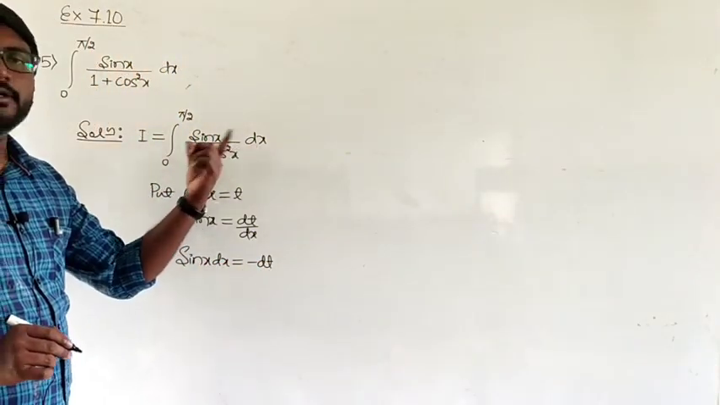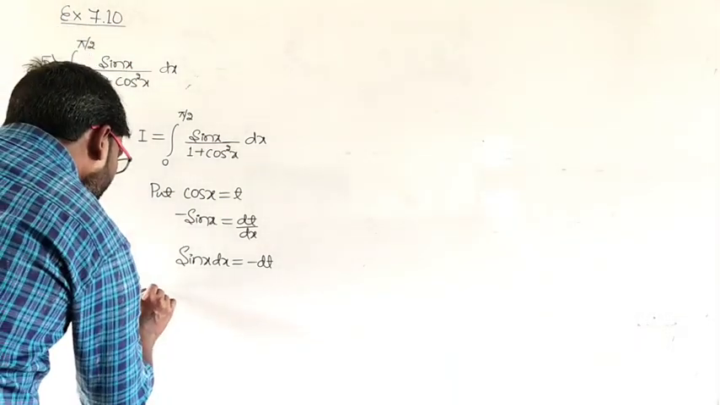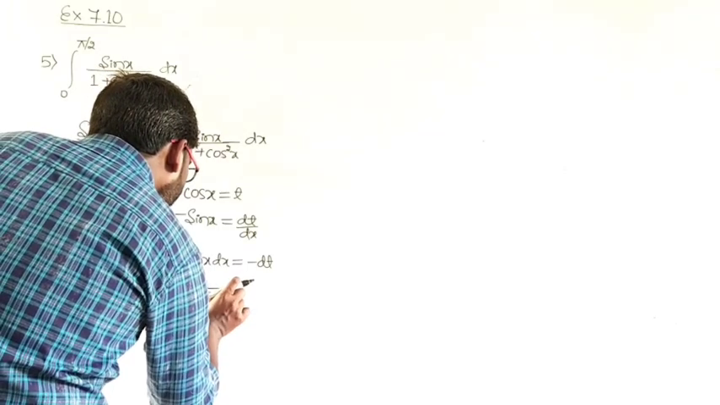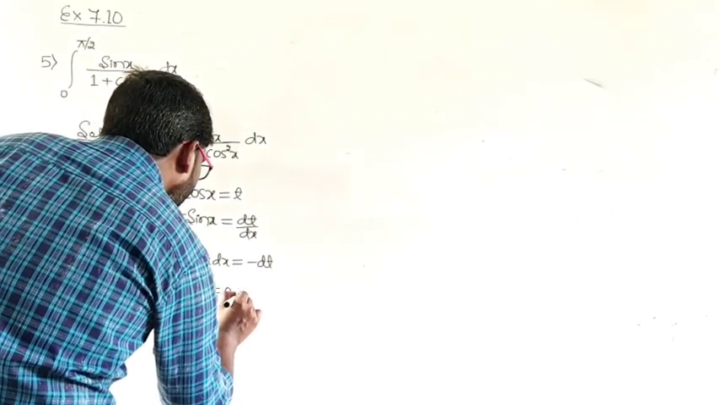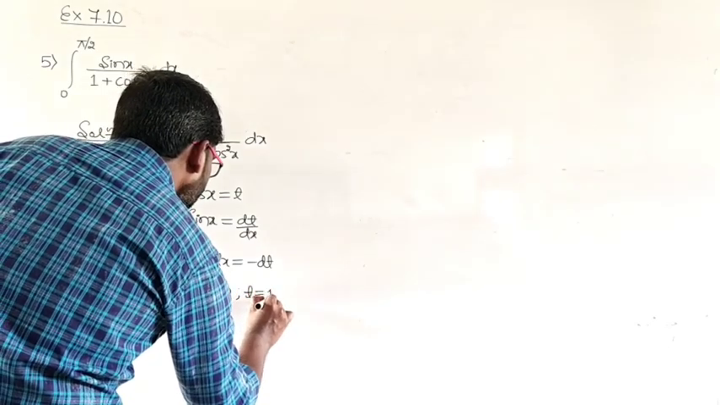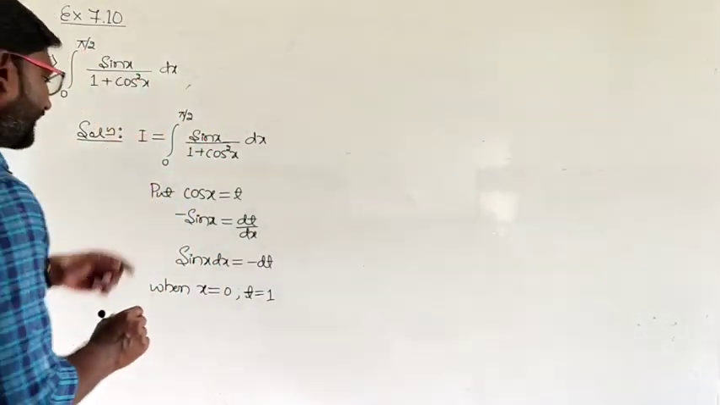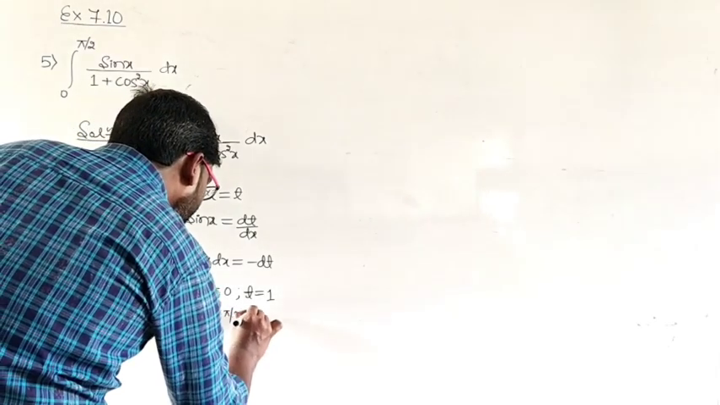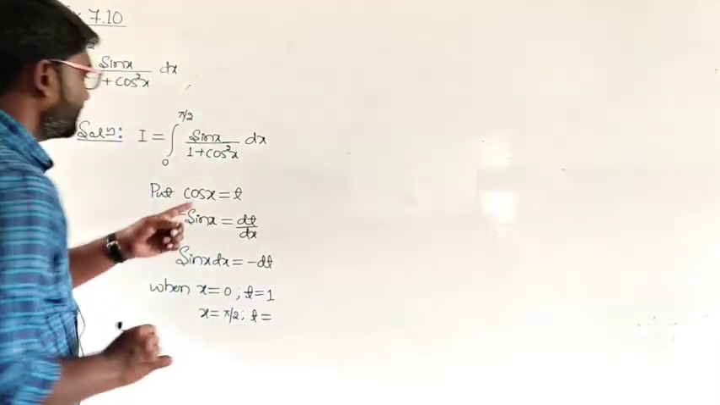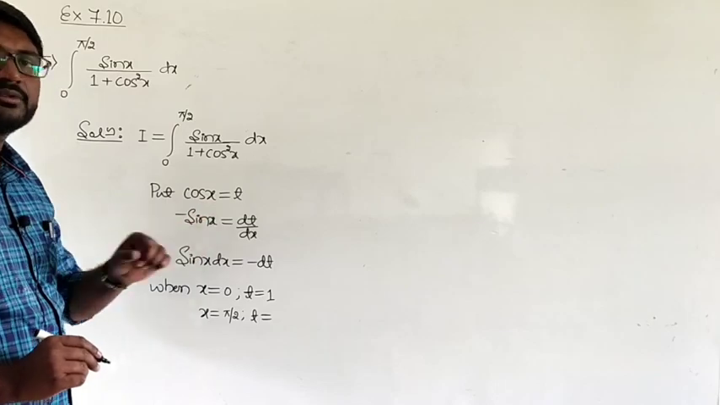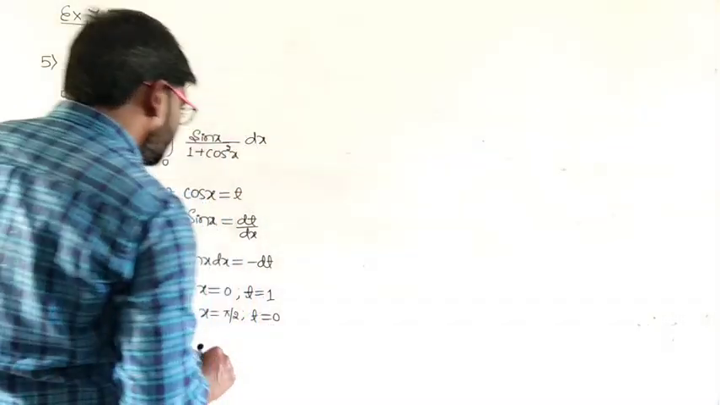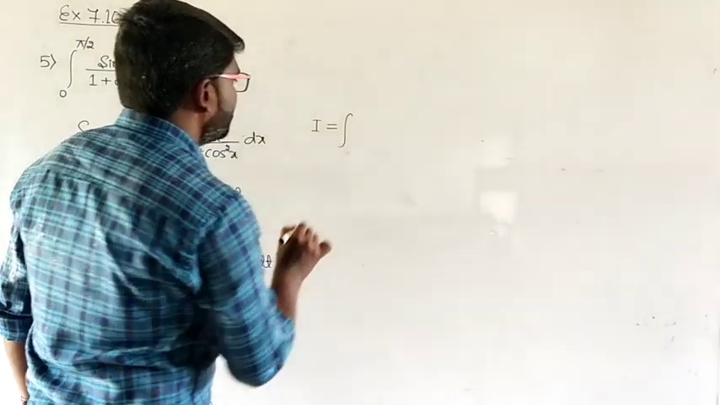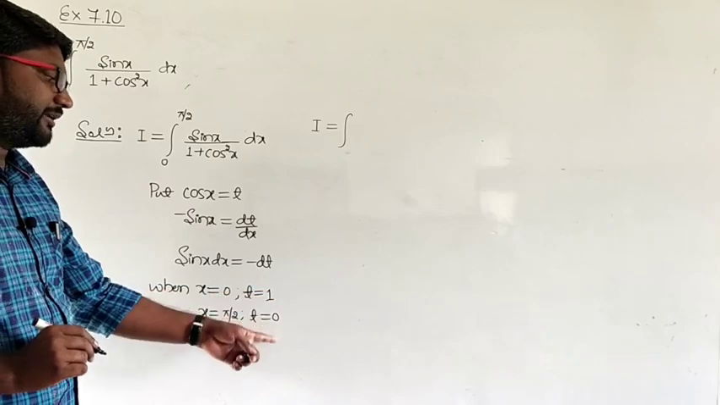Now we have to change the limits as well. When x is 0, what happens to t? Cos 0, that will be 1. Then when x is equal to pi by 2, t is equal to cos pi by 2, that will be 0. So now we have to rewrite the integral. I is equal to the integral, what is the lower limit? It is 1 to 0.